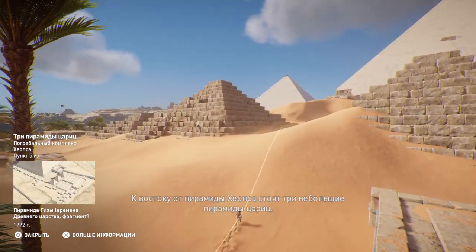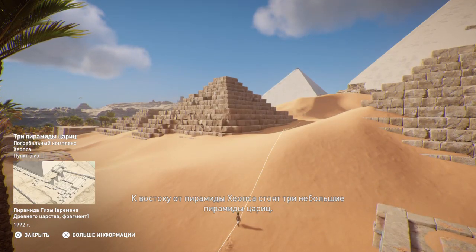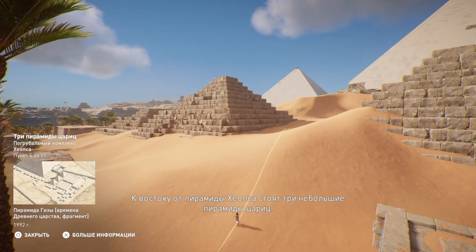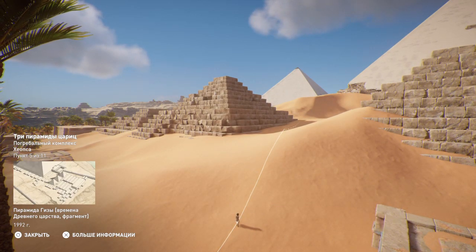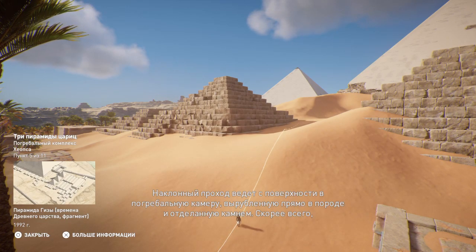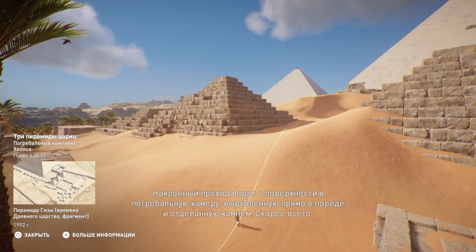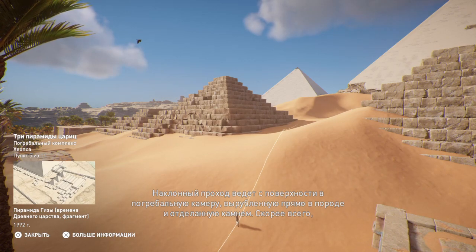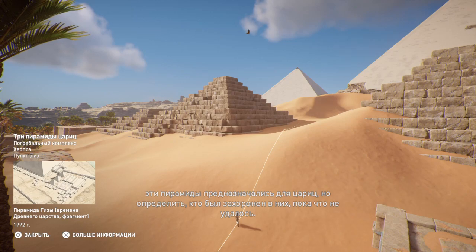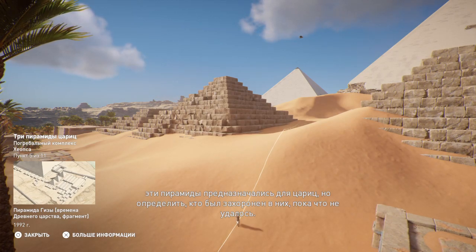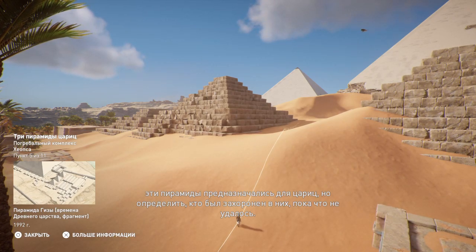To the east of Khufu's pyramid reside three smaller constructions, the three Queen's Pyramids. A sloping passage led from the ground surface to a burial chamber, cut out of the bedrock and lined with masonry. If it seems quite certain that these monuments were intended for Queen's burials, the identity of the original occupants is hard to assess.